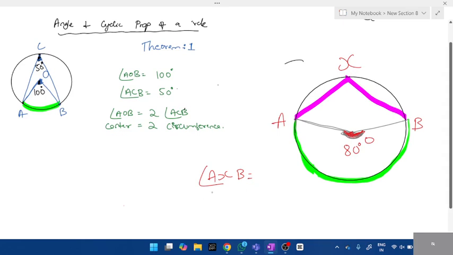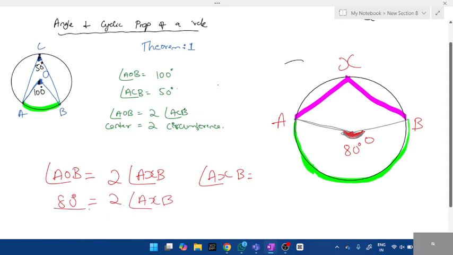What's the formula? AOB is equal to twice the angle formed on AXB, right? So what's the answer? AOB value, what have I given? AOB is 80 degrees, equal to 2 times AXB. So 80 divided by 2, 40 degrees. See, the diagram can be like this.